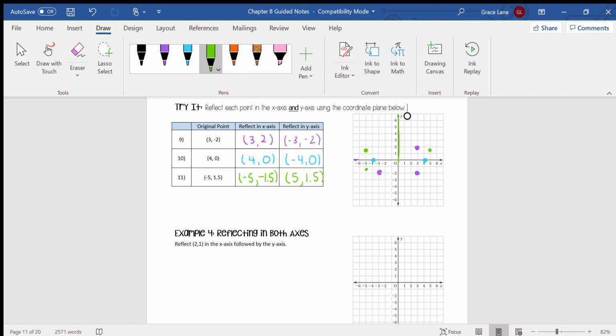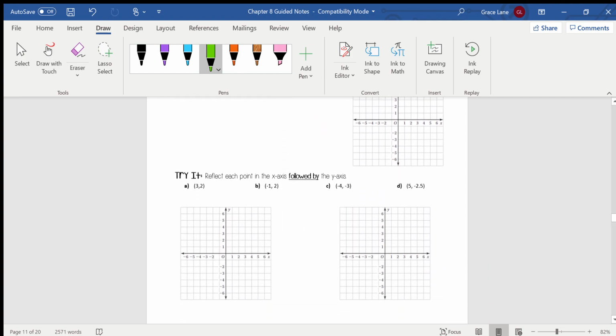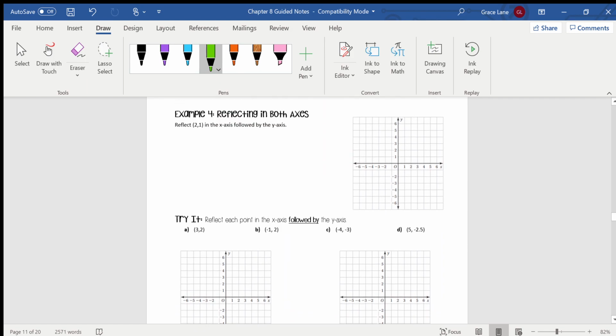Example 4 now is reflecting, it says reflecting a point in both axes. So that means we're going to do 2 different reflections. It's the same thing we just did basically. So the first one, reflect 2, comma 1. So first, mark that 2 and 1. It's right here. So this is the original. You don't have to write that. I'm just doing that for you. And then it says first in the x-axis.